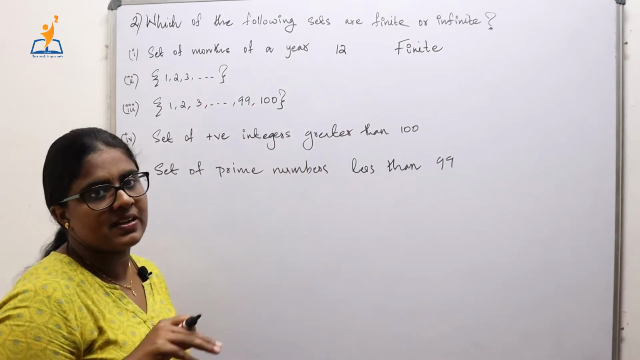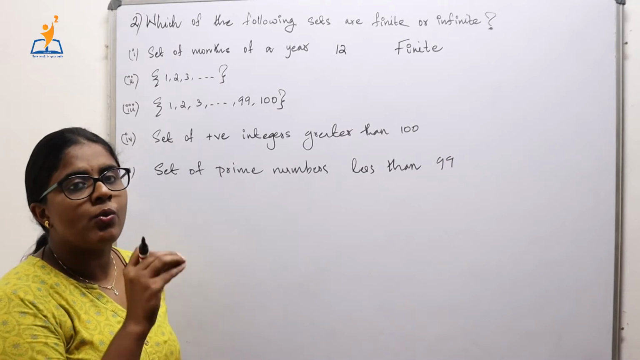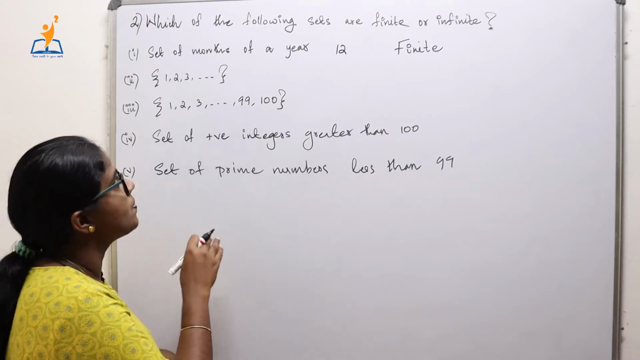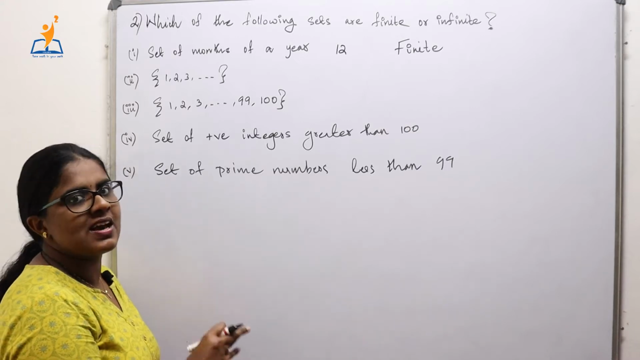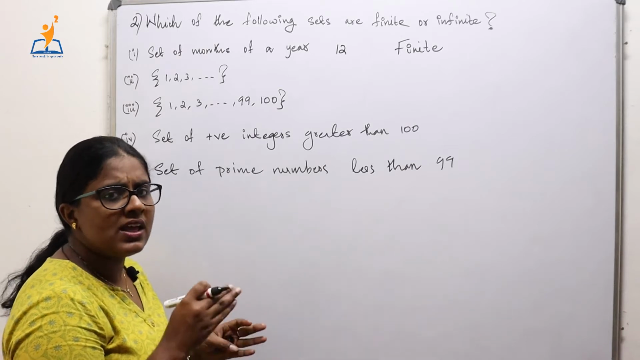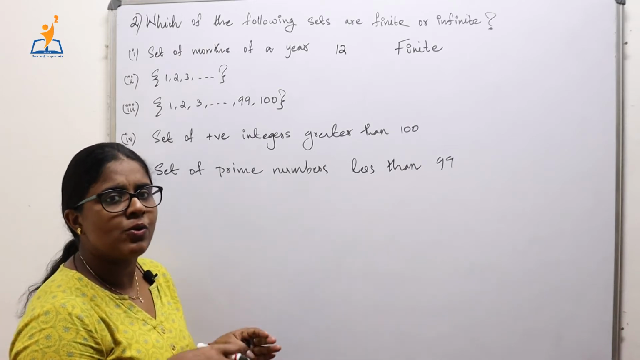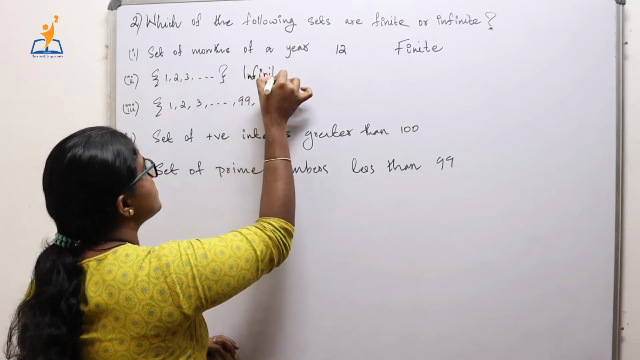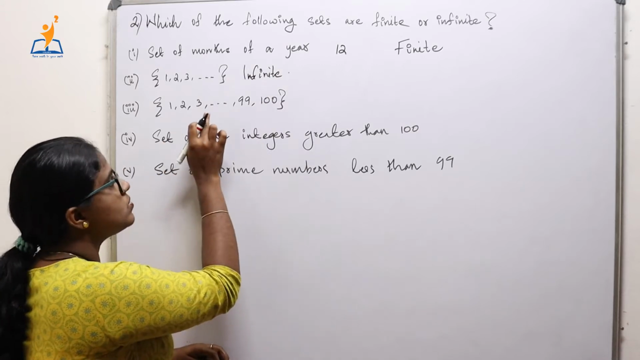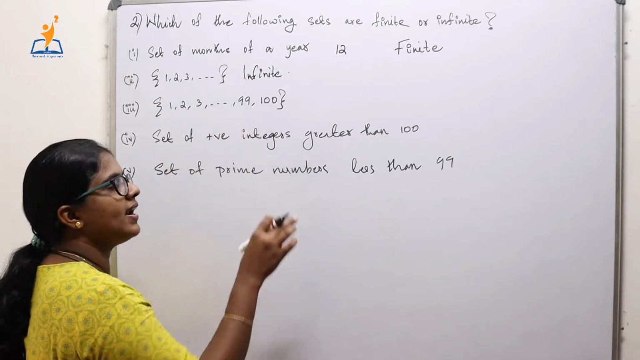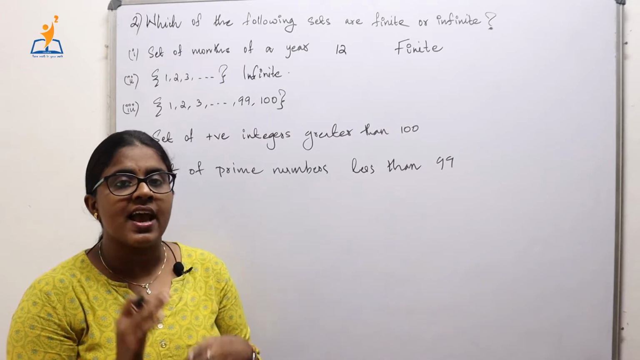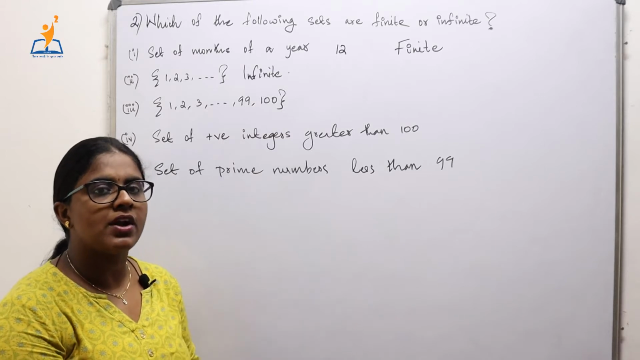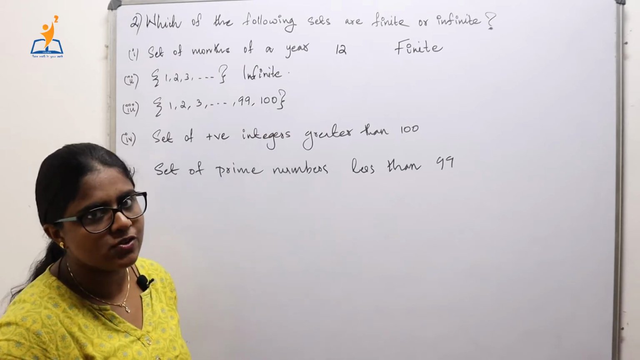1, 2, 3, etc. So we don't know what is the end of this set or which number is the last number of this set. So we cannot say that this set has a particular number of elements. So the cardinality of this set is not a definite number. So this is an infinite set. Next question: 1, 2, 3, etc., 99, 100. So this set contains the natural numbers from 1 to 100. So we know that from 1 to 100 there are 100 natural numbers.